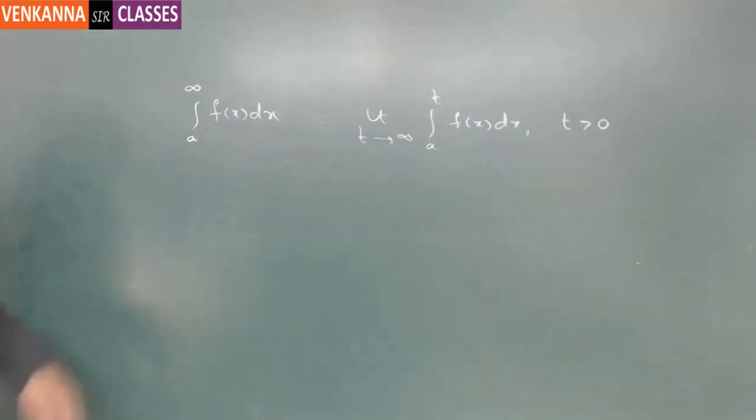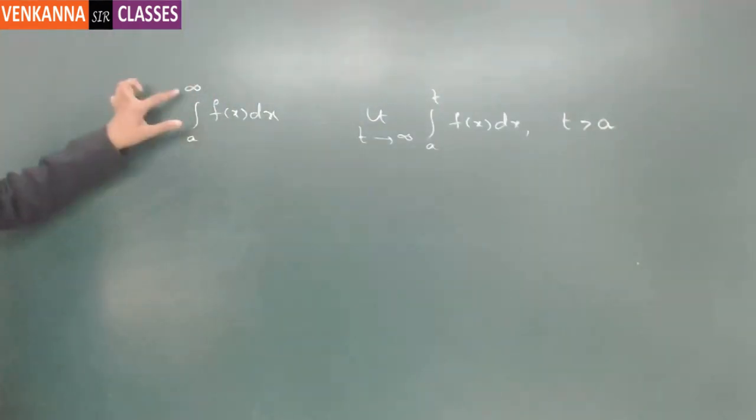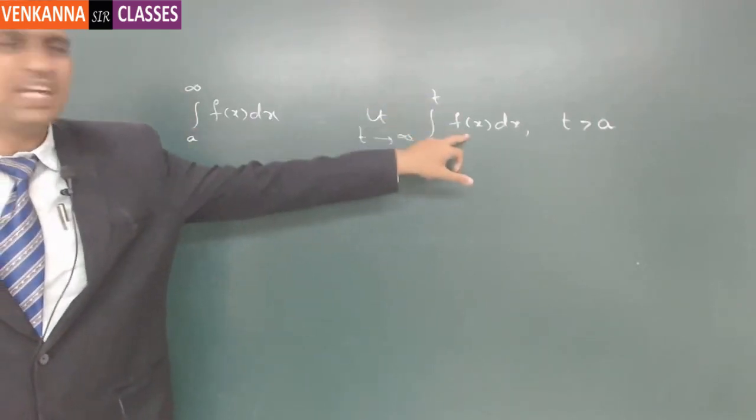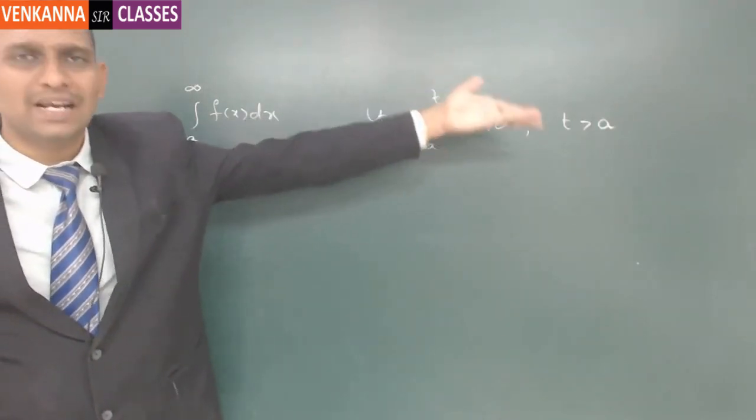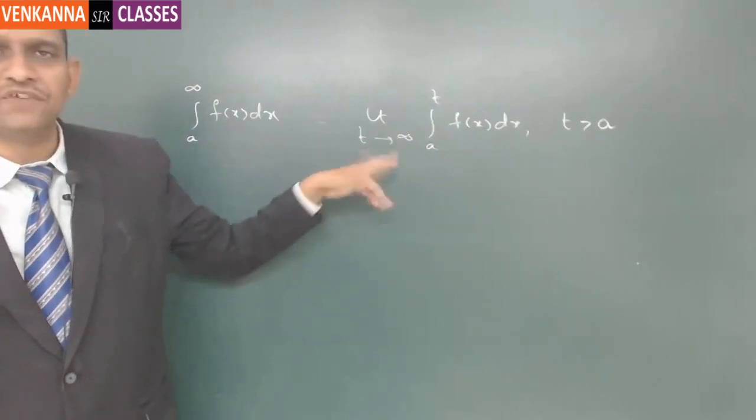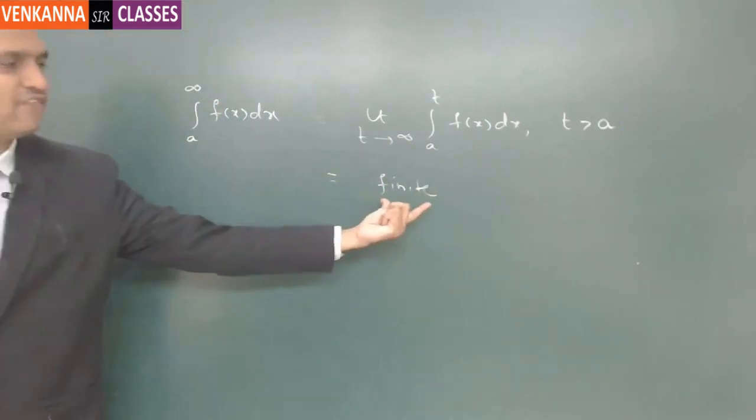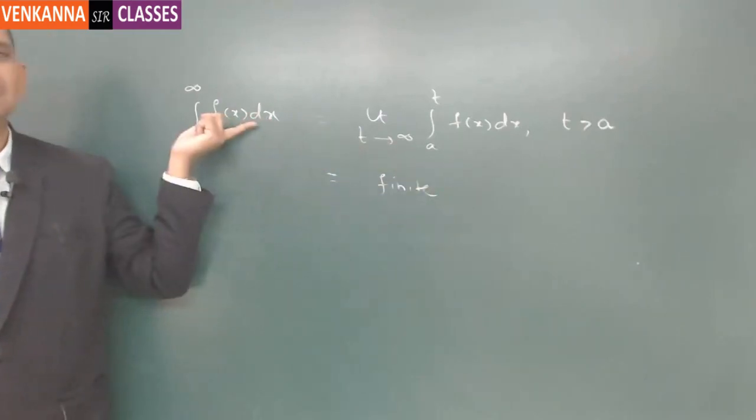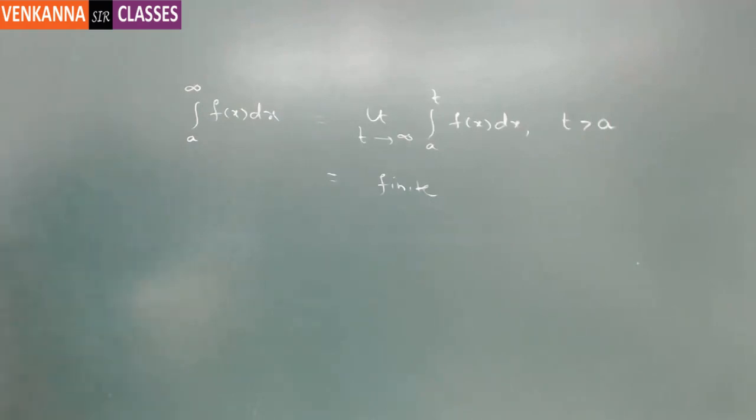So where t is greater than a, let me see. If the upper limit is infinity, you write this integral as limit t tends to infinity integral a to t f of x dx. So evaluate this integral first. For the result, apply limit t tends to infinity. If the value is finite, the same value is applicable for this one. If the value is not finite, this integral is divergent. Its value is not finite. Clear? Take a note of that formula.